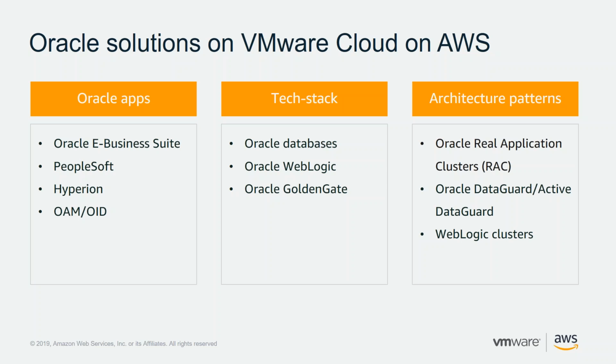Number two is your tech stack pillars. It could be Oracle databases, it could be Oracle WebLogic, or any of a replication tech stack like Oracle GoldenGate. The third most important thing that we see with customers is there's a lot of complex architecture patterns. Customers can run Oracle RAC or Oracle Real Application Clusters. They can choose Oracle Data Guard or Oracle Active Data Guard, and they can run Oracle WebLogic clusters as well.